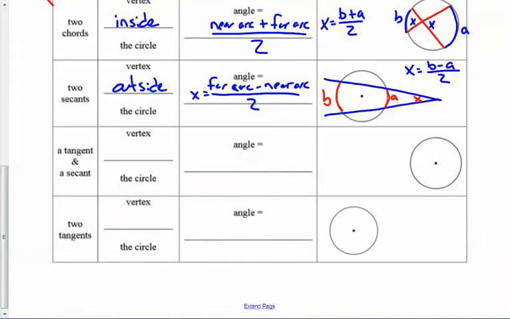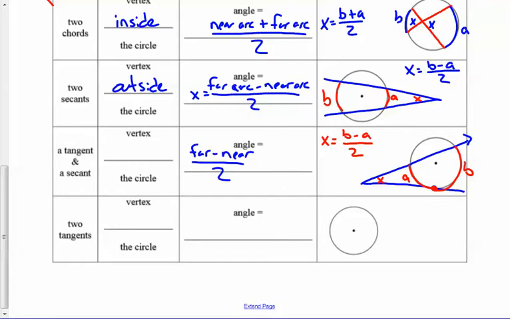Now, if I had a tangent and a secant, meaning my line is tangent here, but crosses through the circle here, I still have two intercepted arcs. There's still two intercepted arcs there, B and A. So again, X is going to equal B minus A over 2. Or again, what we call far minus near divided by 2. All right, the larger one minus the smaller one. Again, the vertex is going to be located outside of the circle.